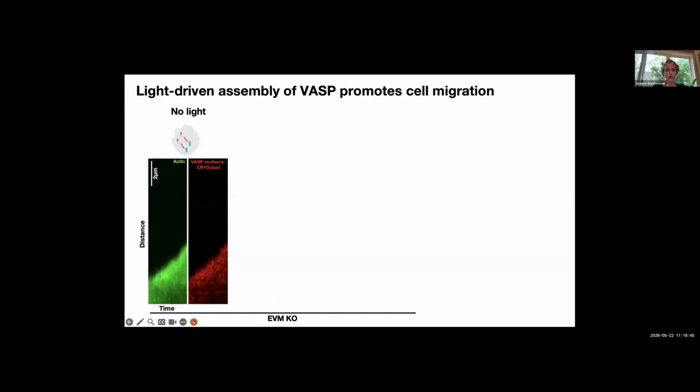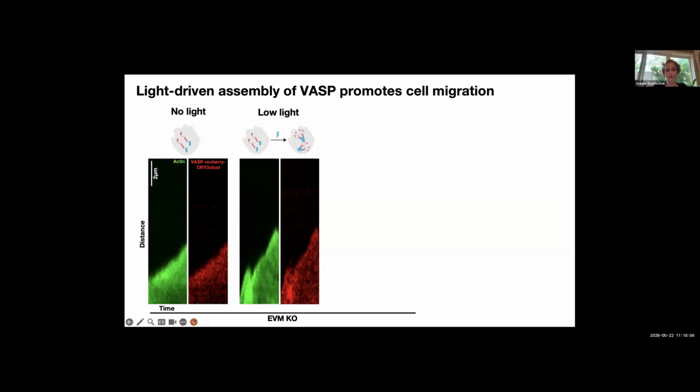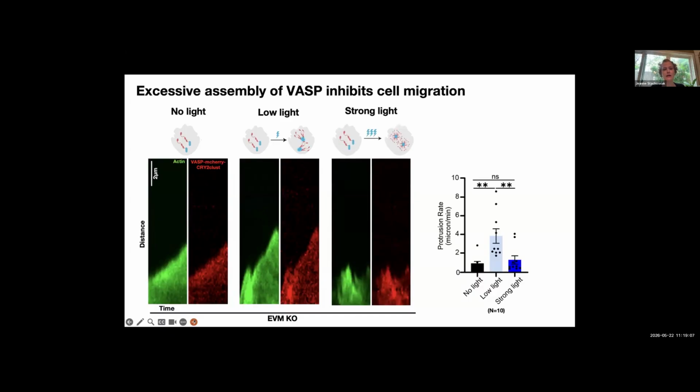And similarly, there seems to be an effect on cell motility. So if we make kymographs to look at the leading edge advancement of the cell, basically how fast is the cell treadmilling forward, we can measure that rate in the absence of light. And then when we turn on the blue light, we get a pronounced increase in the rate of forward motility, suggesting that VASP is helping with leading edge advancement when it's assembled in this liquid-like way. But if we make the light too bright, we lose that. So both for cell motility and for forming filopodia, it seems that there's sort of a sweet spot in the assembly of VASP that we need a liquid-like network and not a solid-like network.